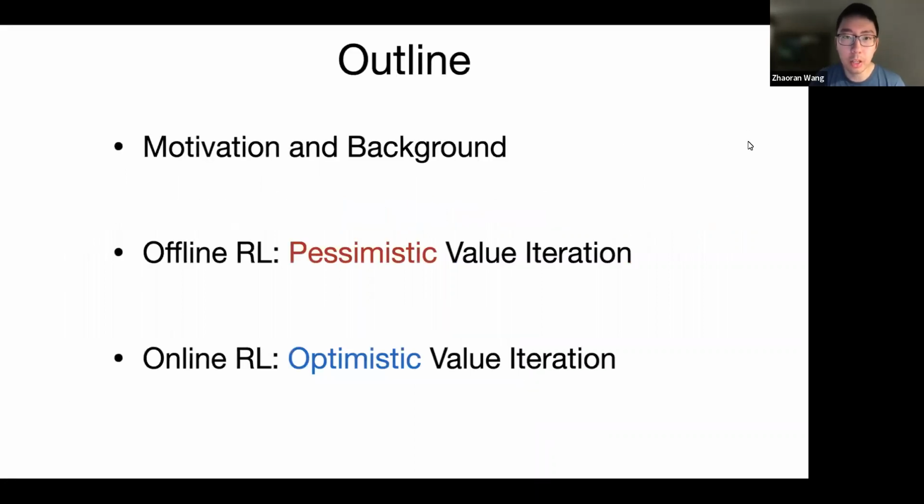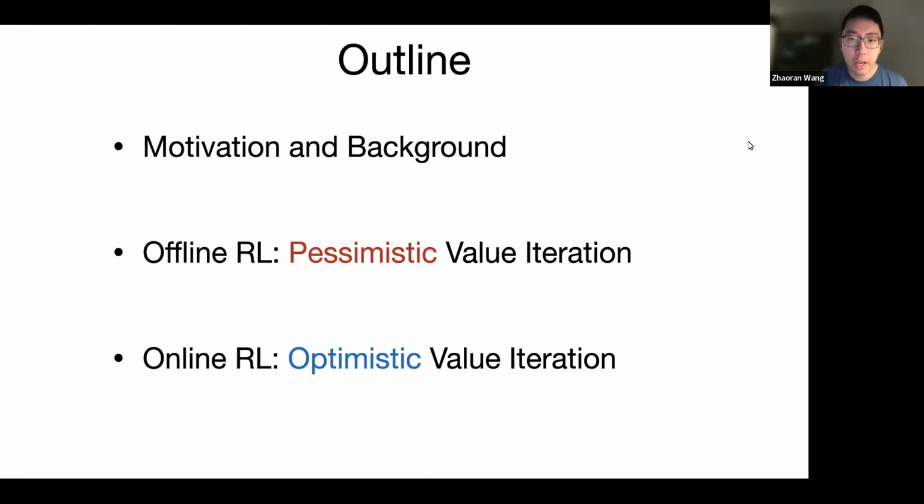I'll first talk about the general settings. There are the offline setting and the online setting. The difference is whether or not you can interact with the environment. In the online setting, you can collect data by interacting with the environment, so there you want to do exploration. In the offline setting, you only have a fixed data set, and you cannot collect more data points anymore. So that's why it is more difficult in a way.